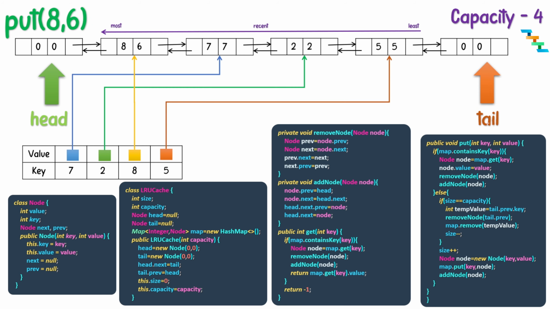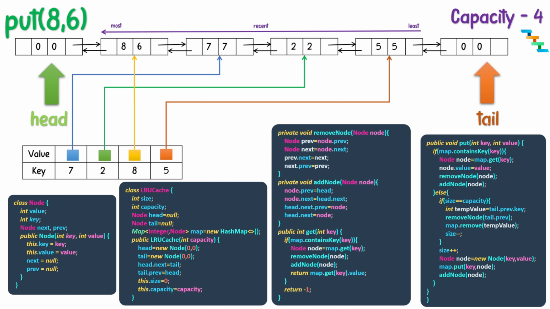Next we will see what happens when we try to alter the value of a key which already exists in the cache. For this we will use the key as 8 and the value as 6. First we will check if the map contains the key 8. Yes, it contains. Then change the value of this node. Here already it holds the value as 8. Now change it to 6. After that, use the remove node function to remove this node from the doubly linked list. Then use the add node function to add this node right after the head's next.